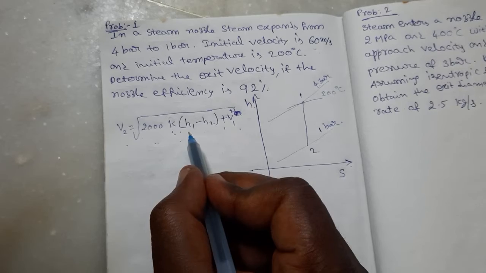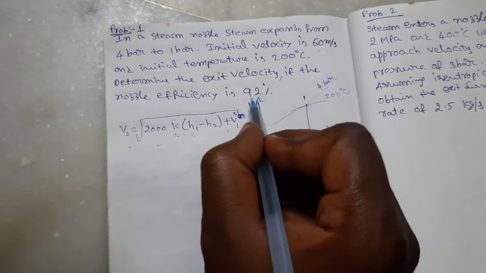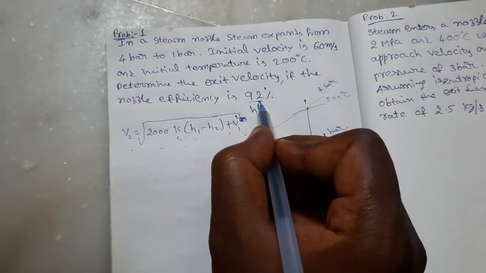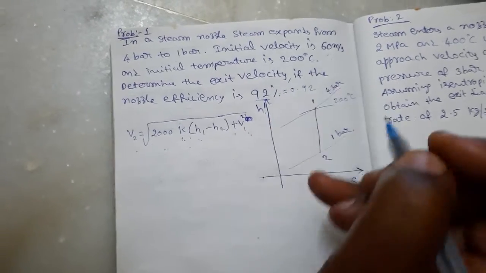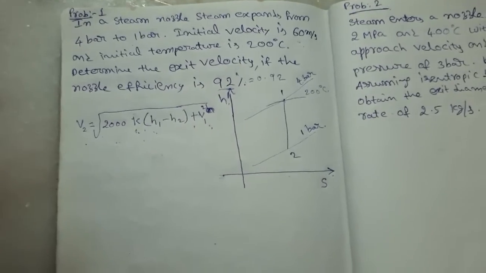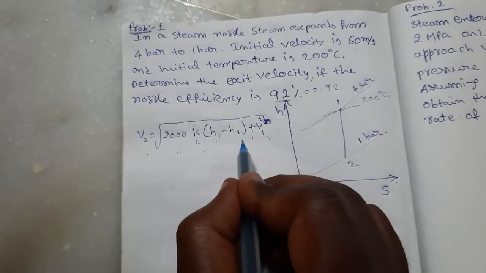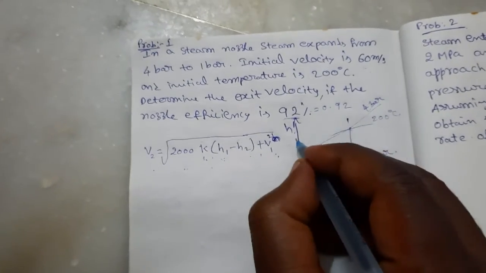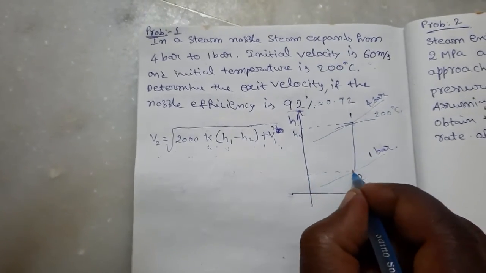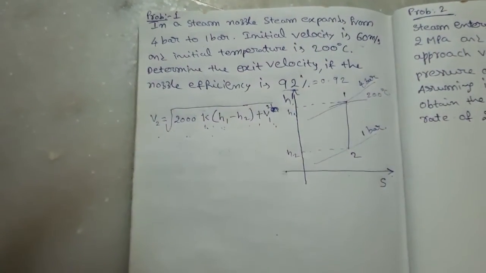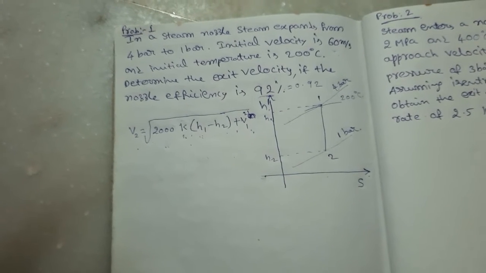Now we know the initial velocity and the friction factor. The nozzle efficiency is given as 92%, so the friction factor is 0.92. Now we have to find out H1 and H2. This is the H1 and this is the H2. We can find them by using the steam tables or the Mollier diagram.